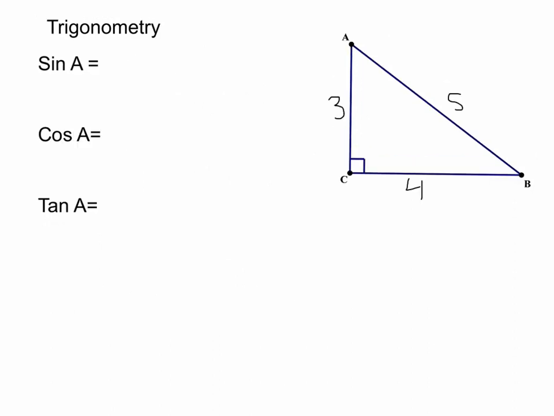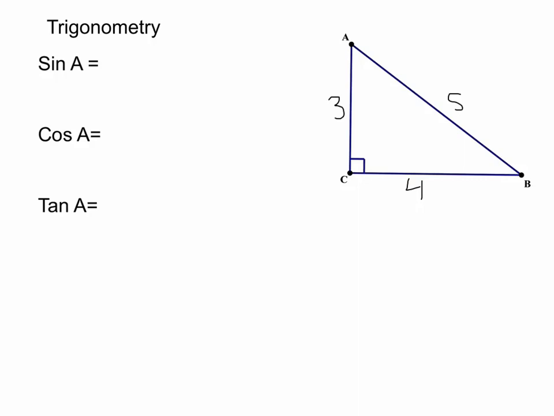Let's do one example, just identifying our three trig ratios. We have a 3, 4, 5 right triangle. Take a second and set up the ratios working with angle A. What's the ratio of the sides for the sine of angle A, for the cosine of angle A, and for the tangent of angle A? Pause the video for a second and write those three down.